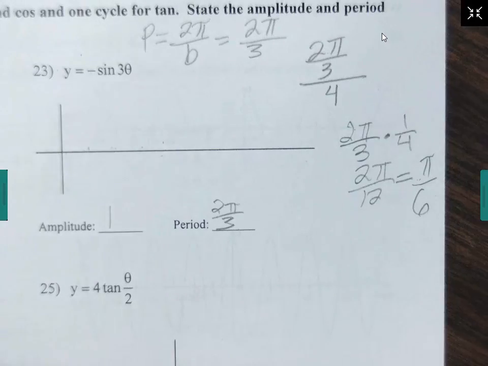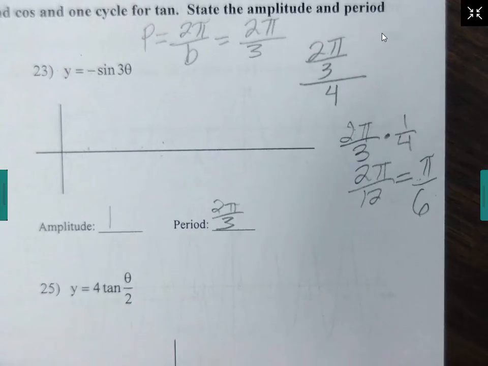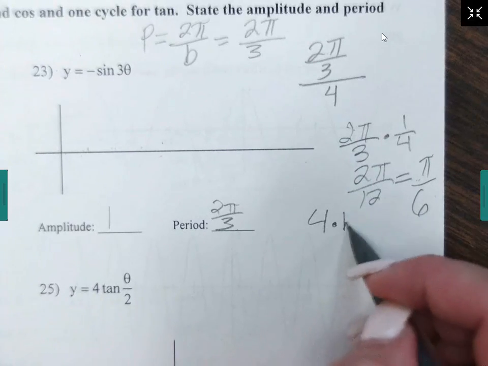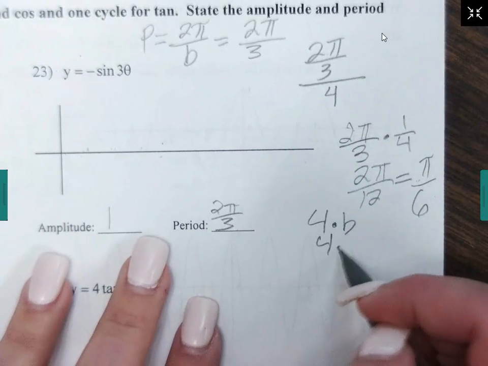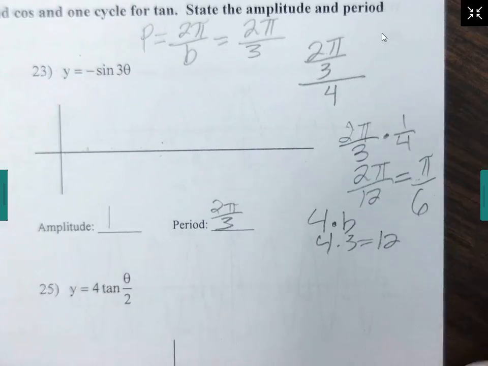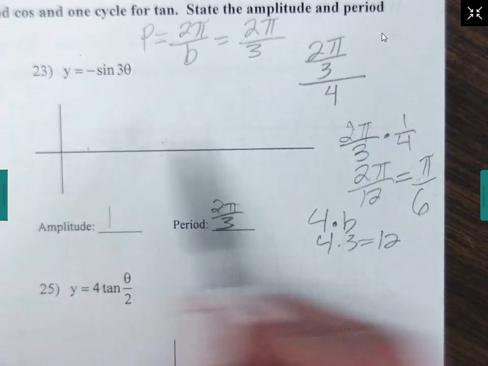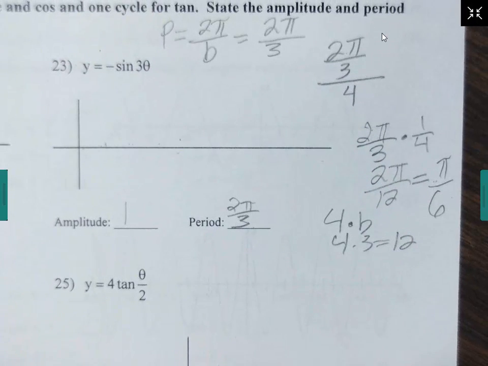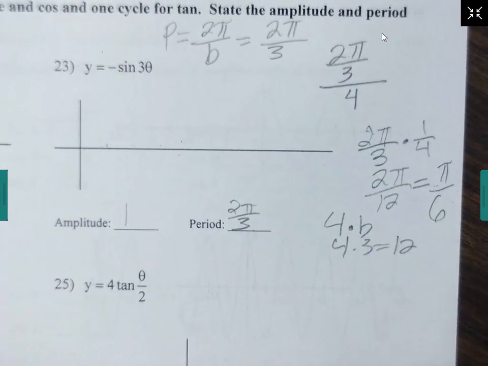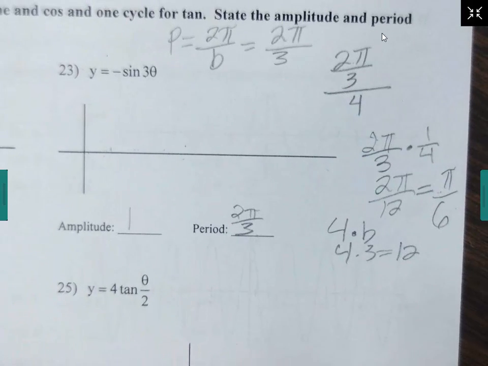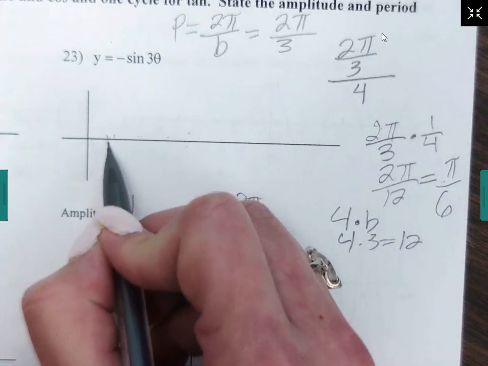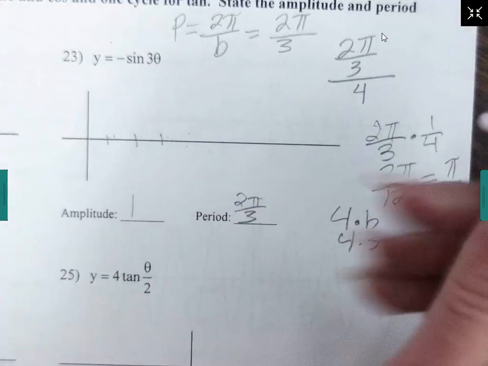And to determine how many different intervals, we just multiply 4 times b, right? That's 4 times 3, which is 12. So we're going to have 12 different intervals, each increasing by pi over 6. I've divided our period by 4. Okay, so now we need 12 separate intervals. 1, 2, 3.